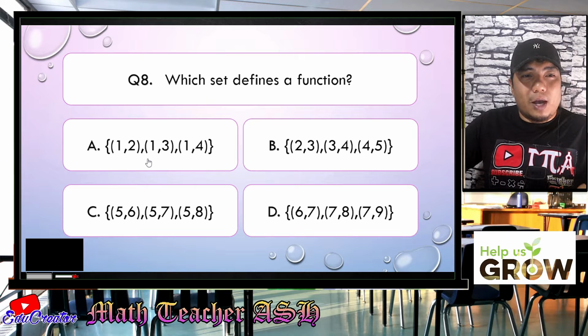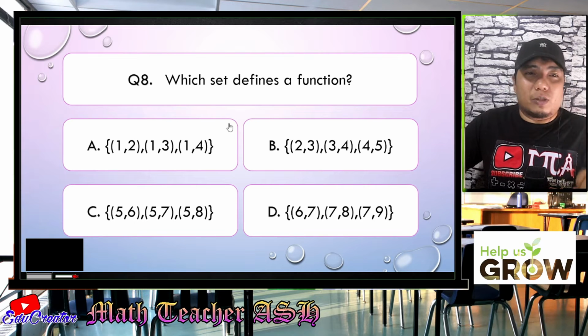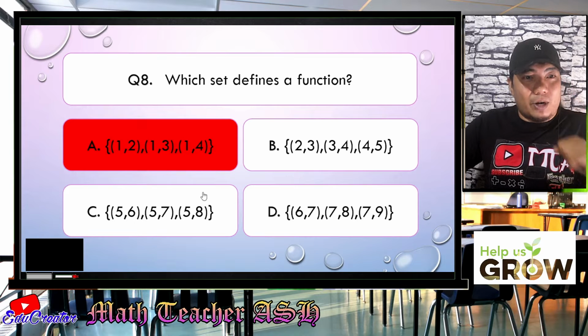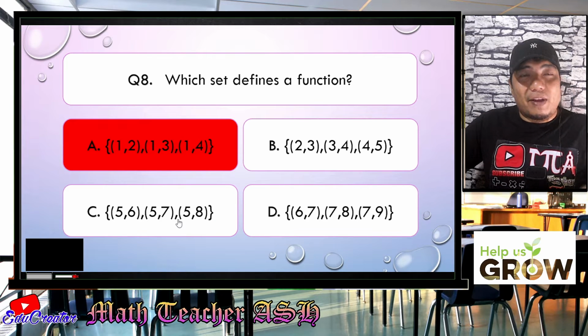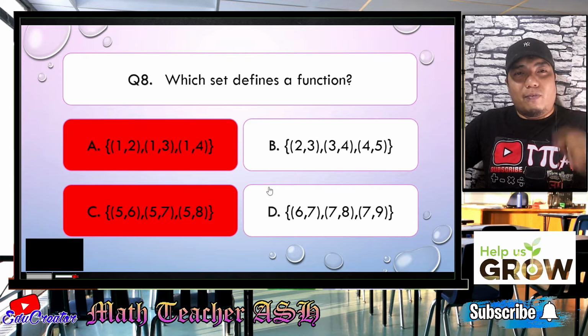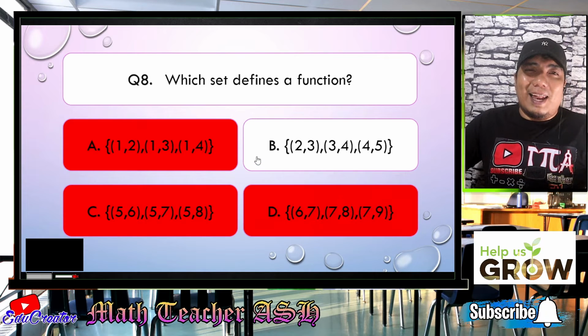Letter A, 1, 1, and 1. That's repeating, so this is wrong. Letter B, 2, 3, 4. It is not repeating, so it might be our answer. Letter C, 5, 5, 5. It is repeating, so that is wrong. Letter D, 6, 7, 7. So 7 here is repeating. Therefore, the correct answer is letter B.